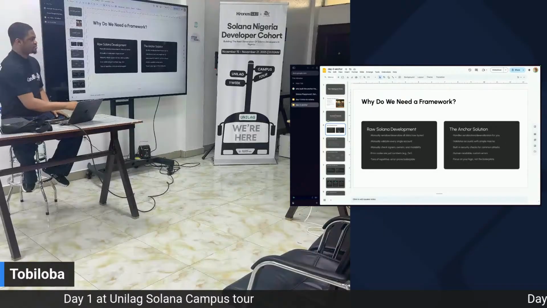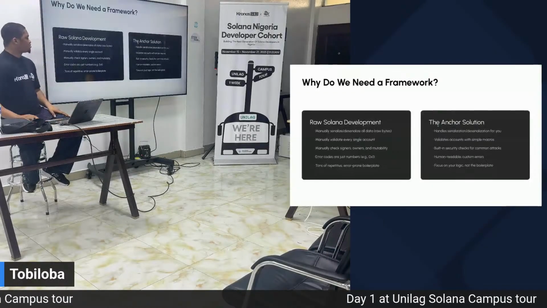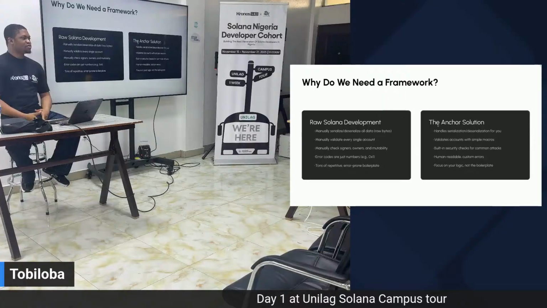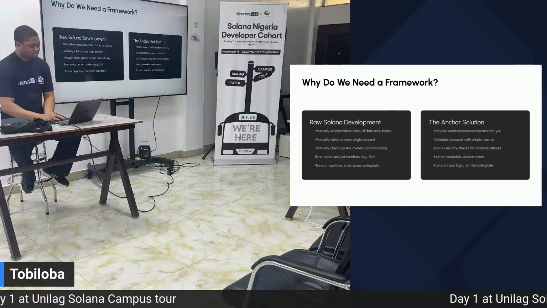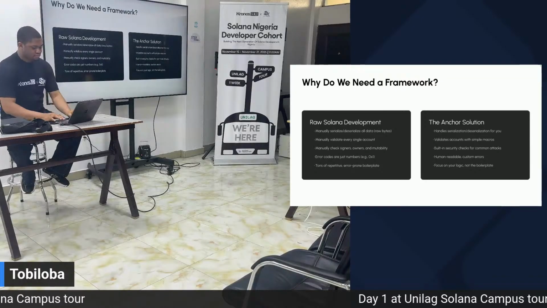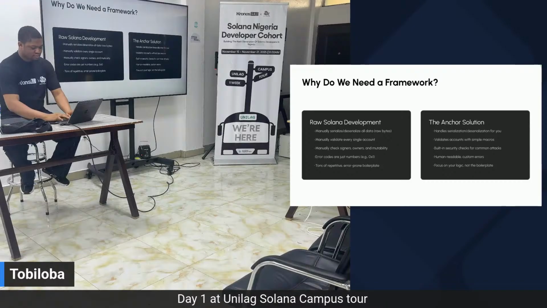So why was it built in Rust? Because Rust is kind of the native language for writing smart contracts on Solana. Give me a sec, I want to pull up the next slide.